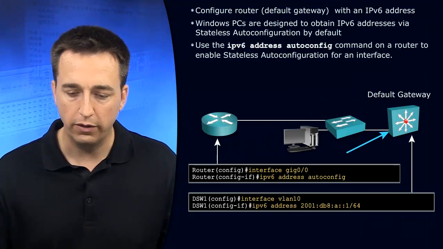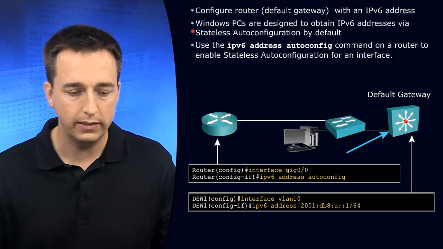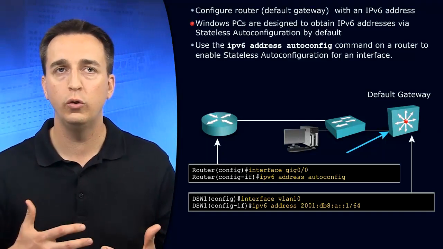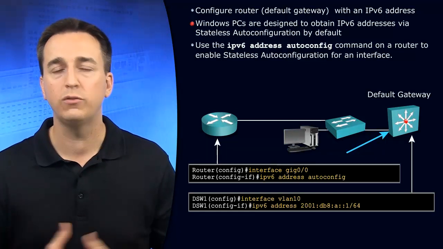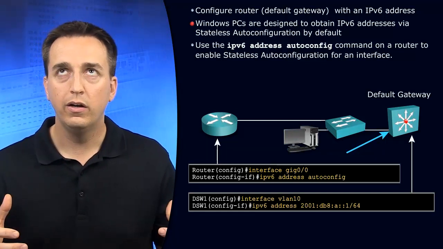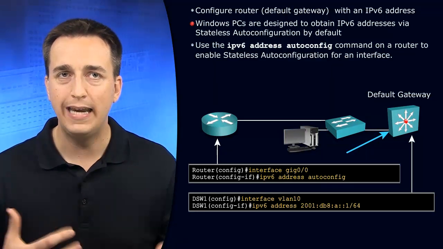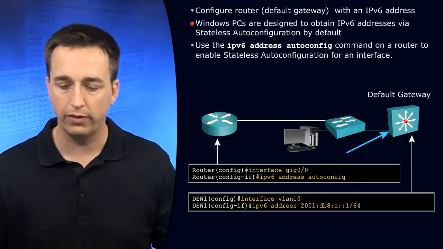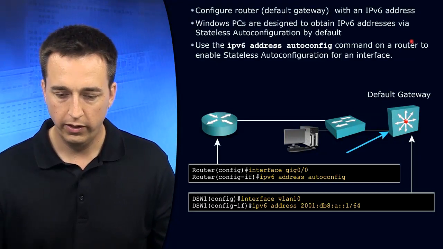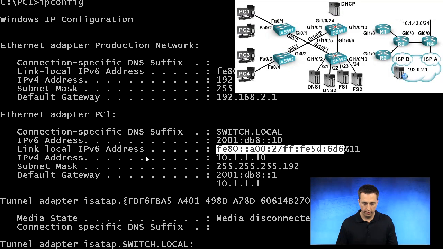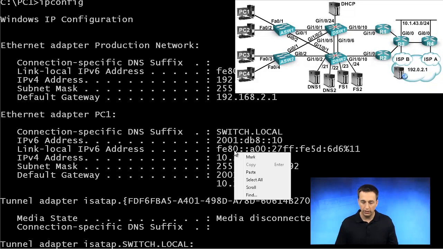By default, Windows PCs are automatically configured to receive these router advertisements and automatically generate an IPv6 address using stateless auto configuration. So if we go to PC1, right now it has a statically configured IPv6 address of 2001:db8::10.